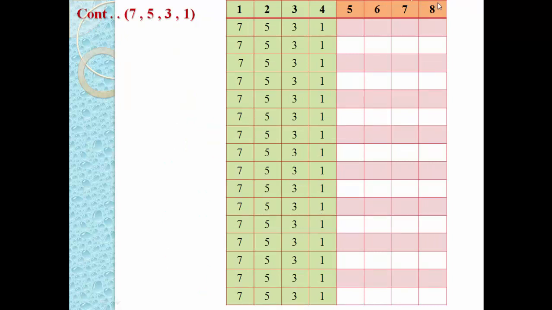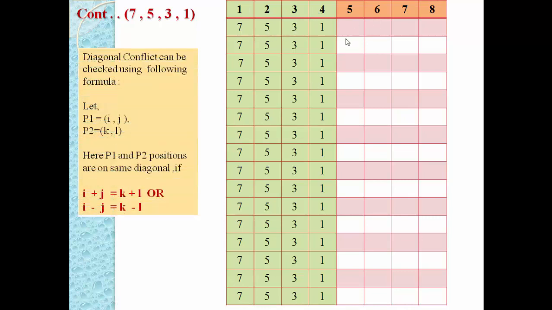So we have 4 different queens with a feasible sequence, that is 7 5 3 and 1. As we discussed, there is no chance that 2 queens will be on the same row, because we are placing our queen row by row, and there is no chance of 2 queens being on the same column, because we are not going to repeat this value, and this value indicates the column. But we need to check every time that two queens must not be on the same diagonal, and that we can check by using these 2 conditions.